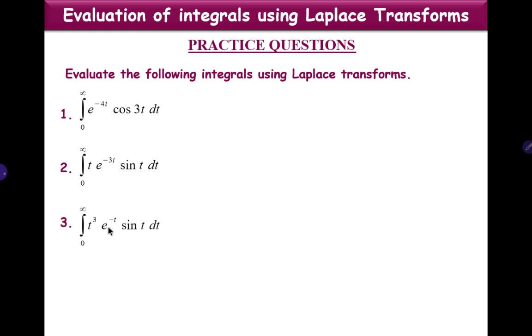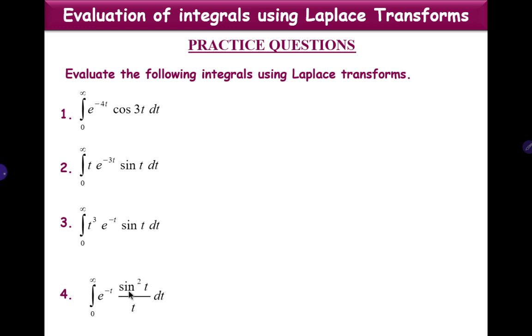And in the third one, integral 0 to infinity t cube e power minus t sin t dt. S is 1 here and f of t is t cube into sin t. L of t cube into sin t is minus d cube by ds cube of L of sin t. Differentiate L of sin t 3 times. And finally you have integral 0 to infinity e power minus t sin square t by t. Here s is 1 and f of t is sin square t by t. Therefore, this integral is equal to L of sin square t by t with s equal to 1.